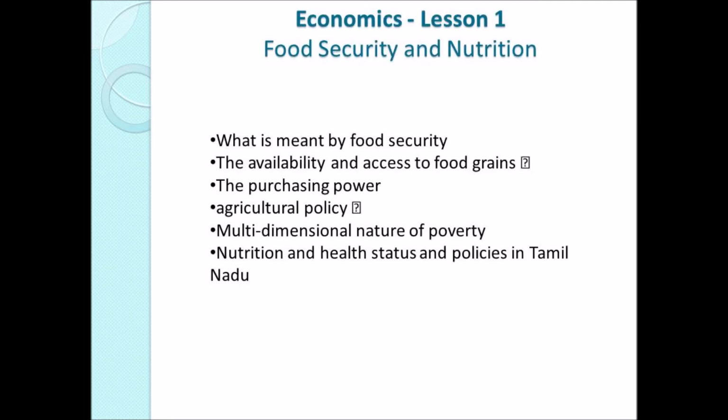Economics lesson 1, food security and nutrition. In this lesson, we studied about what is meant by food security, the availability and the way to access the food grains, the purchasing power, what is meant by agricultural policy, the multidimensional nature of poverty, and finally we studied about the nutrition and health status and policies in Tamil Nadu. So what are the various steps taken by the government of Tamil Nadu to improve the nutrition and health status of the people? And now let us move on to the question and answers from this lesson.